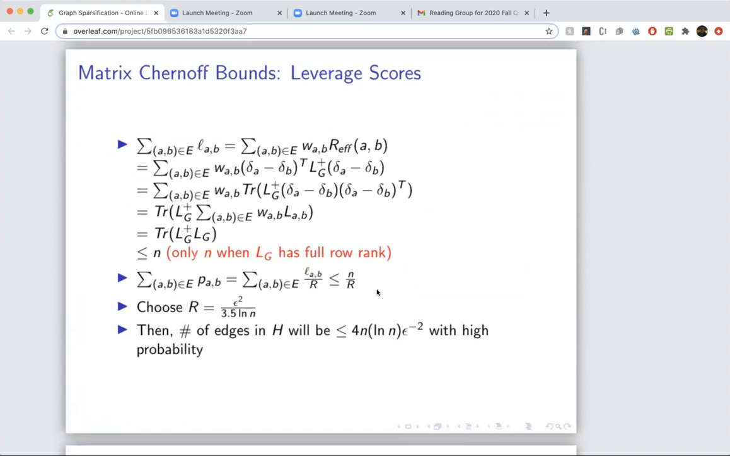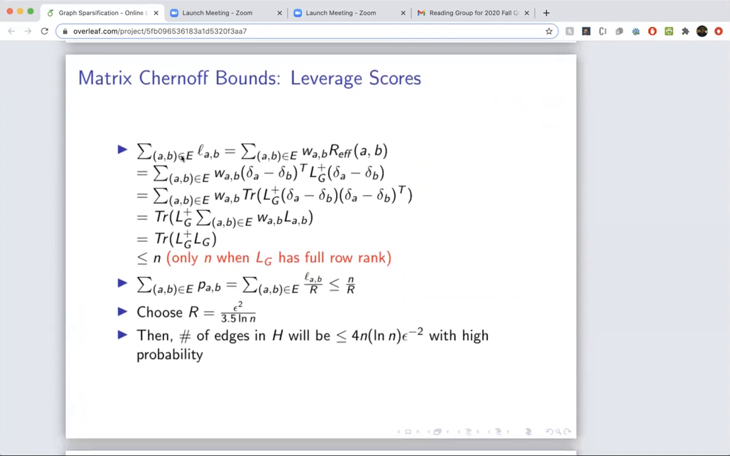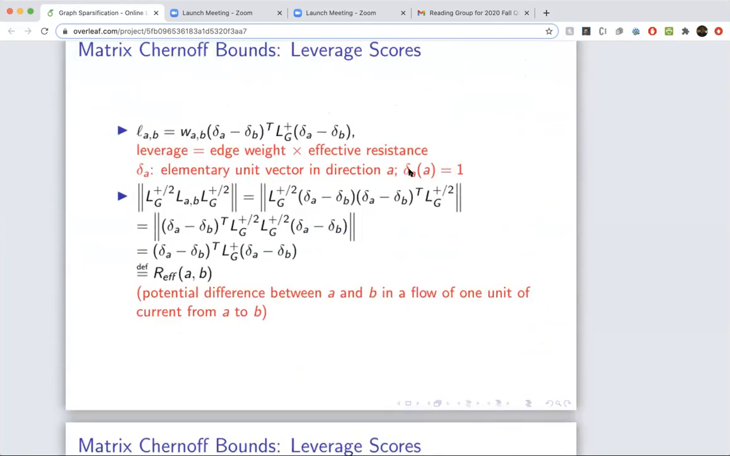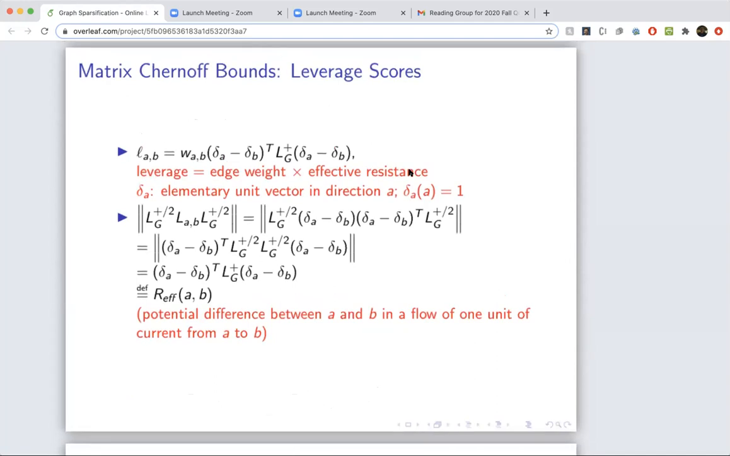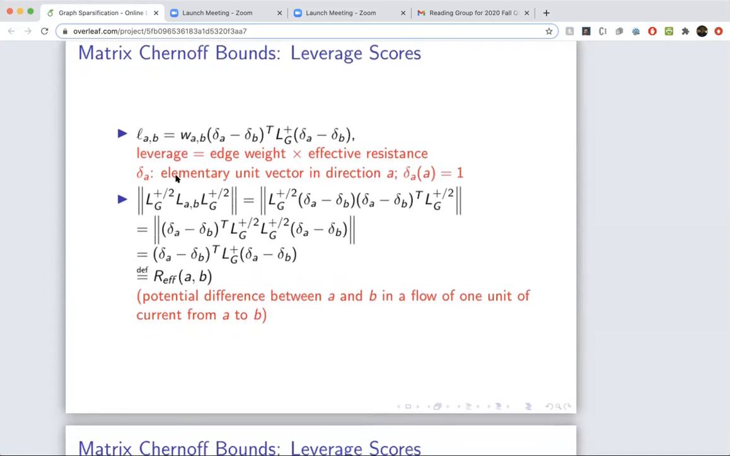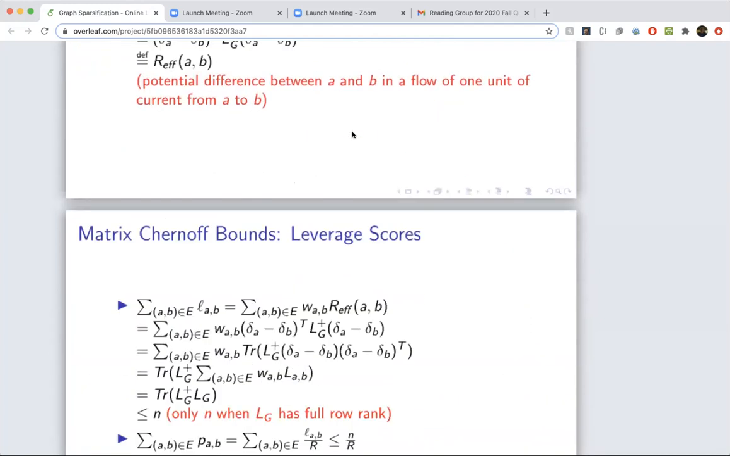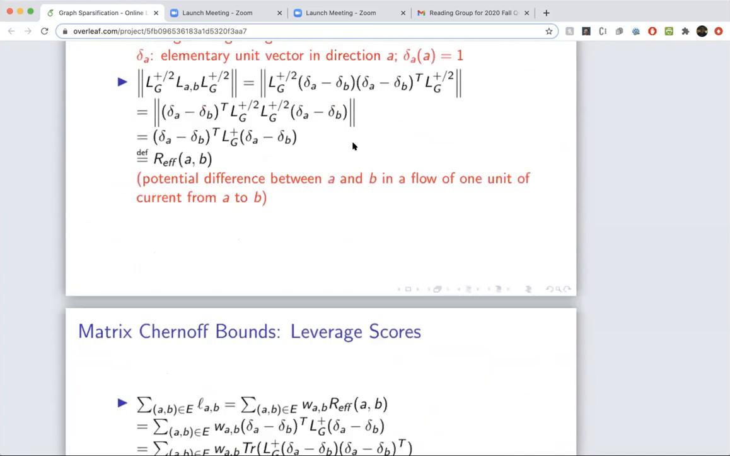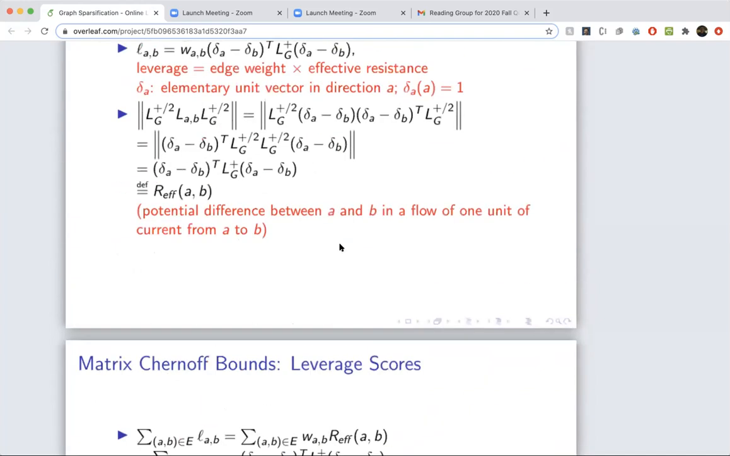Okay, and so now we're going to take the summation over the edge set of our graph G, and look at all the leverage scores. So we're just going to substitute in the definition of the leverage score. We saw here that the leverage score is equal to the edge weight between A and B times the effective resistance between A and B. Moving this down here, we saw the effective resistance is just this term.